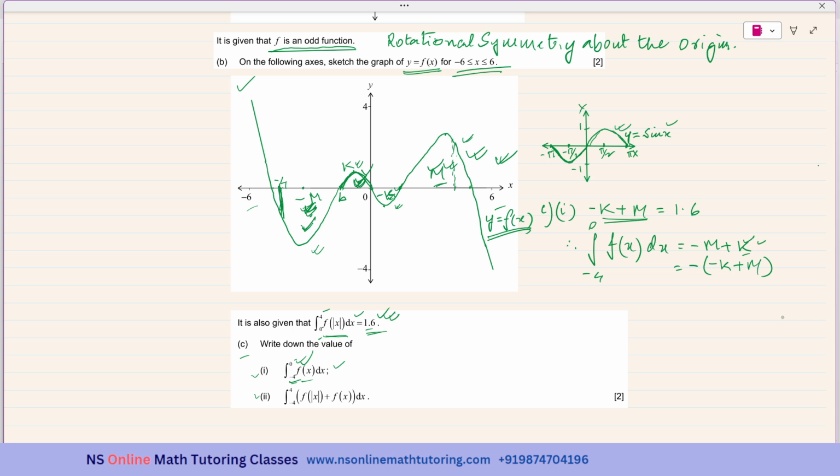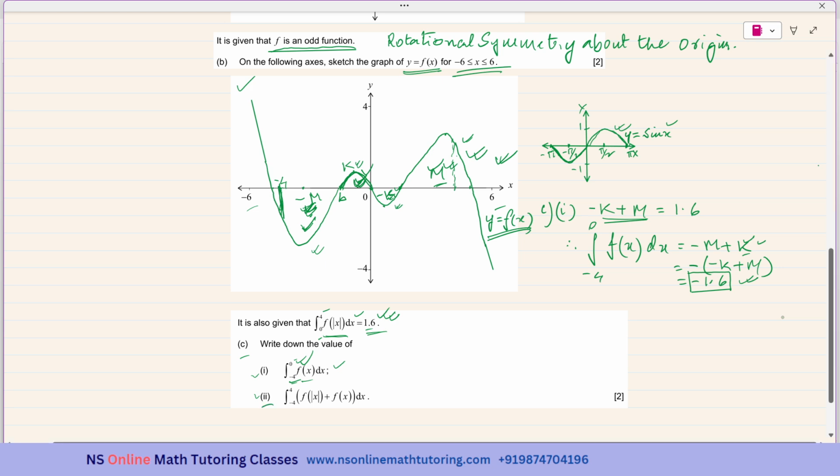And minus k plus m is equal to 1.6. So this is equal to negative 1.6. Okay. So this is the answer for the CI. It is containing just a single mark. I have taken k, m, and all these stuff just for the sake of explanation. If you can give the answer in one step, that will be sufficient for getting a single mark.